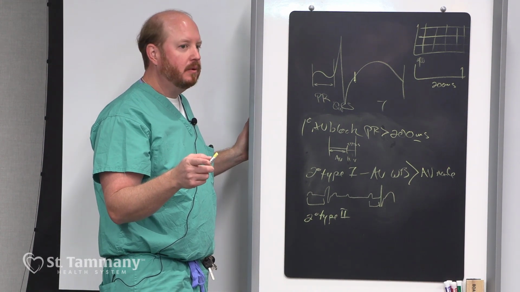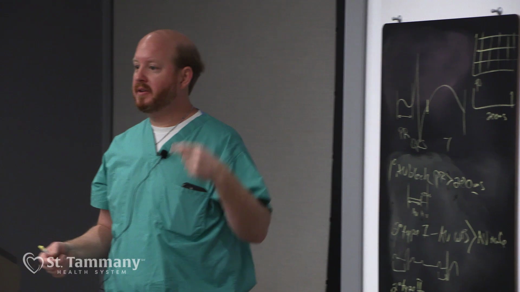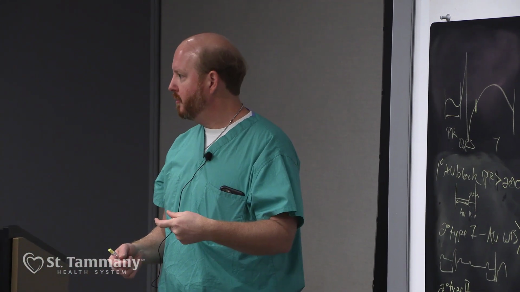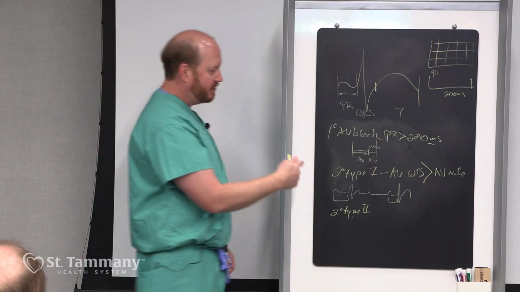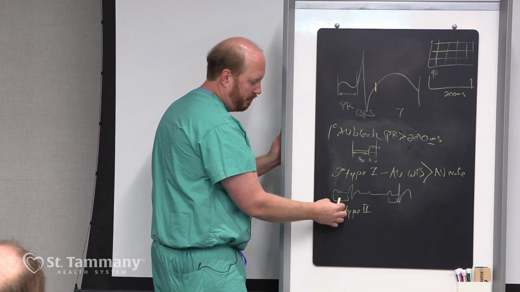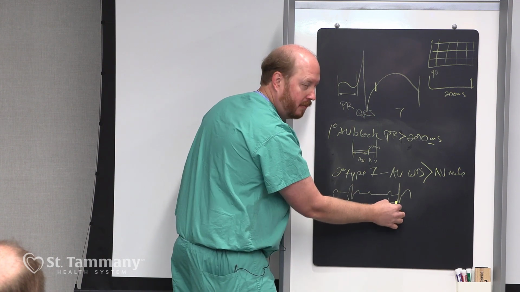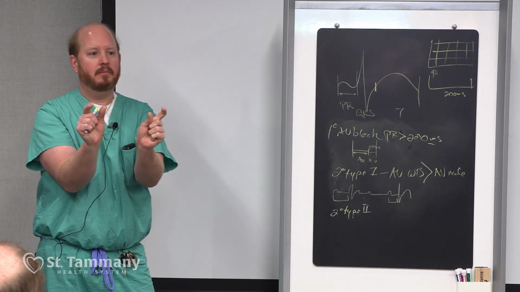Say it again. Without any warning. Okay, so a different way to say it is there's no change in the PR interval before the drop or after the drop. So it's a fixed PR, then an A drops, and then the PR returns. And the real way to determine it is you measure the PR before the last drop, before the last beat, and after. And it should be the same.